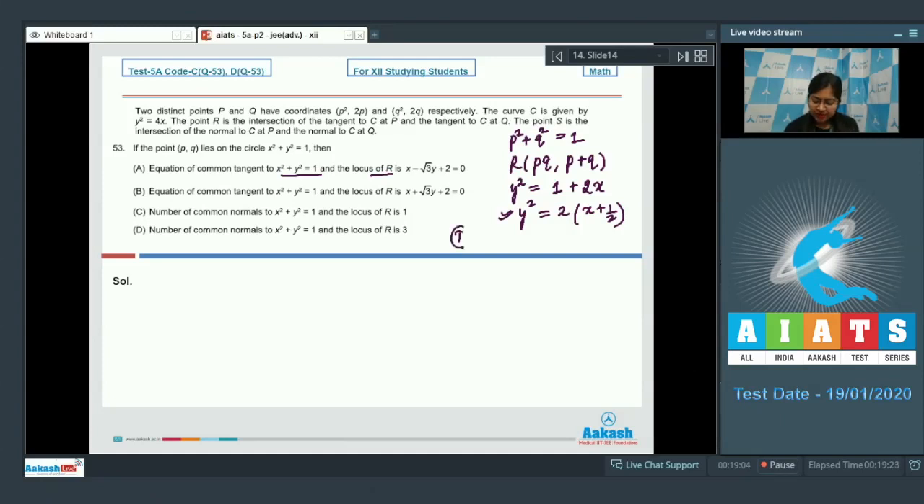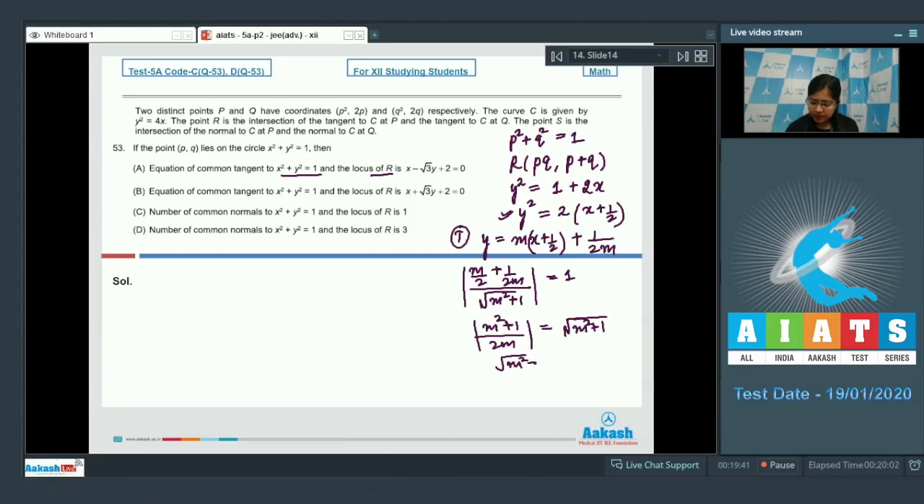Now equation of common tangent. Tangent will be y equal to mx plus 1 by 2 plus a by m. Now this is tangent on the circle also. So distance from center will be 1. That is modulus of (m by 2 plus 1 by 2m) divided by root of m square plus 1 is equal to 1. So we have 2m, m square plus 1 mod is equal to root m square plus 1.